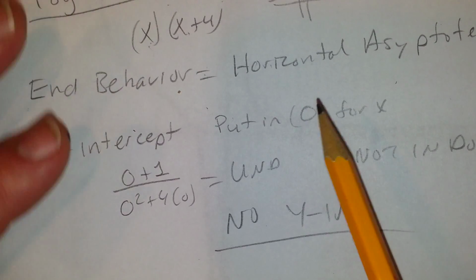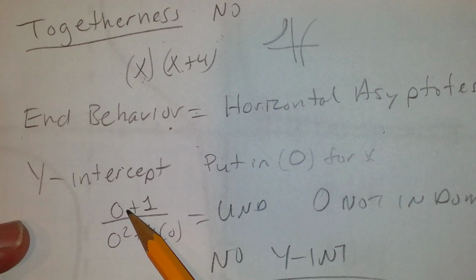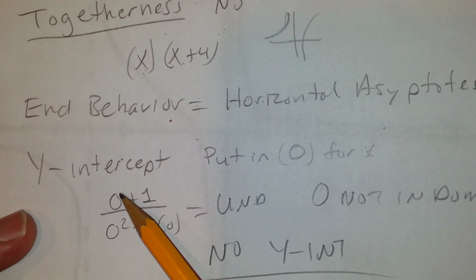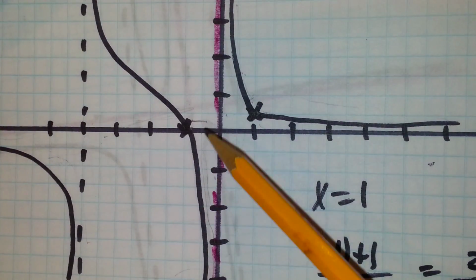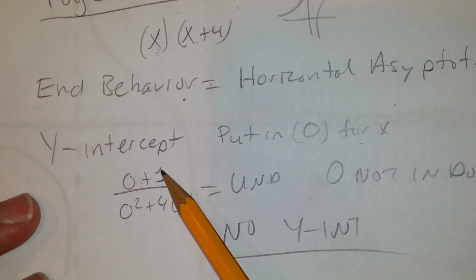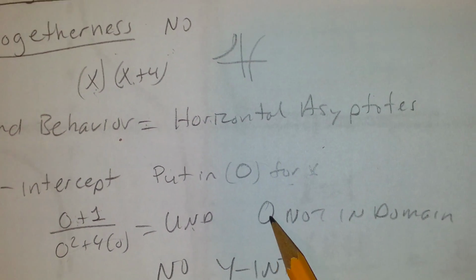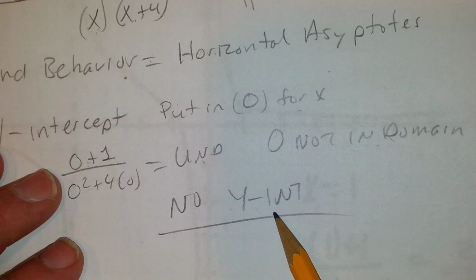And then y-intercept, basically we're not going to have one. Why? Because we need to put in 0 to get a y-intercept, right? I plug in 0 for x to get the y-intercept. Here's the y-axis, x is 0. Well, if I put in 0, I get 0 plus 1 is 1, but down below I get 0, so it's undefined. Remember, 0 is not in our domain. We have an asymptote there, so there is no y-intercept, okay?